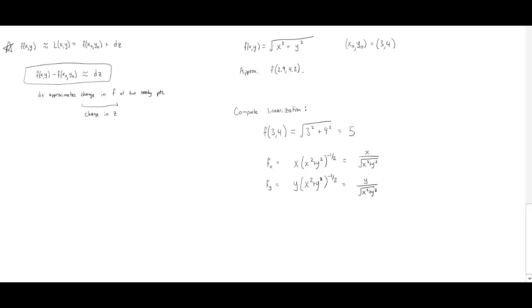And then we want to plug our points into the partial derivatives. So fx at (3, 4) would be 3 over 5, and fy would be 4 over 5. Not necessary, but I'm going to write it as a decimal. So that's 0.6 and that's 0.8. Okay, good.